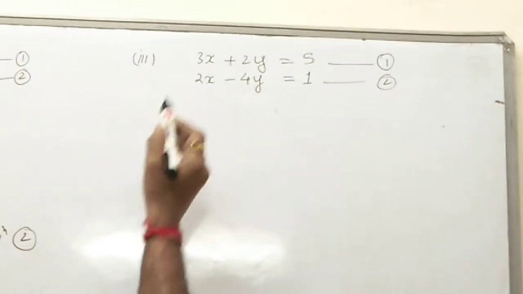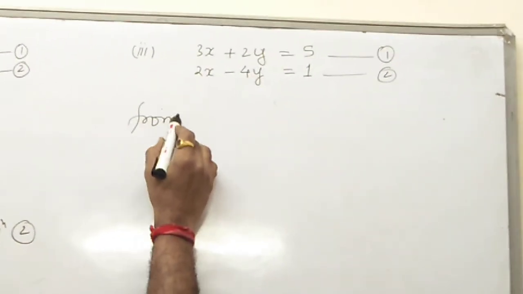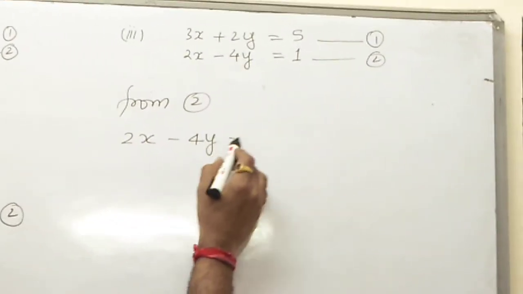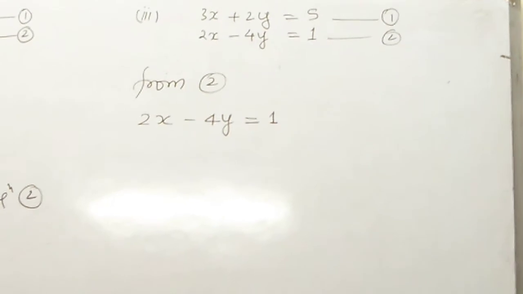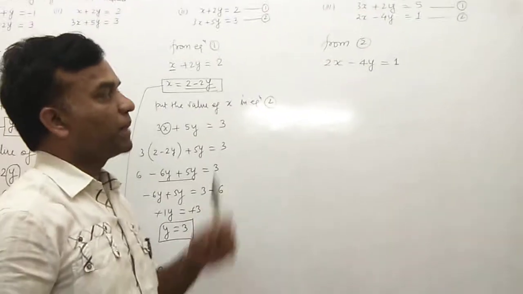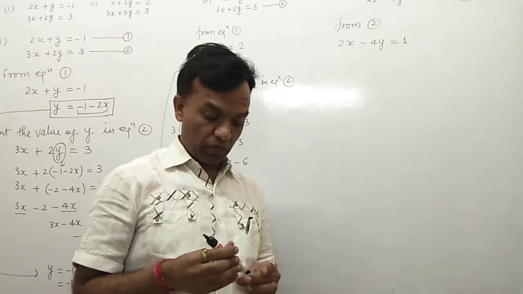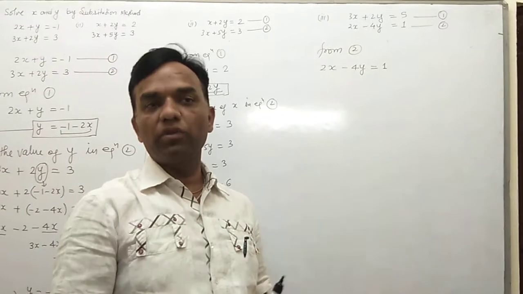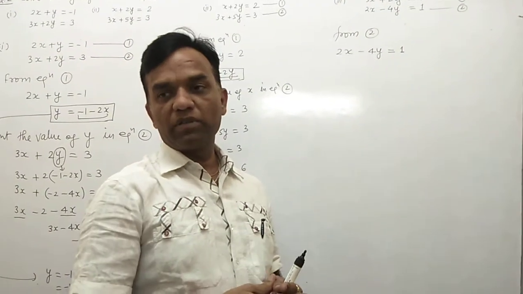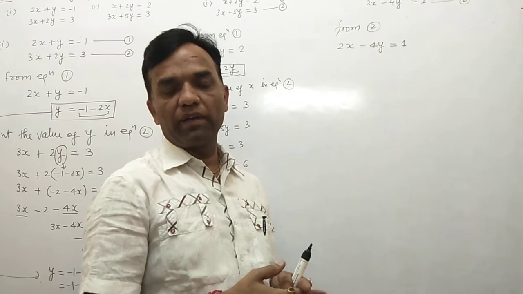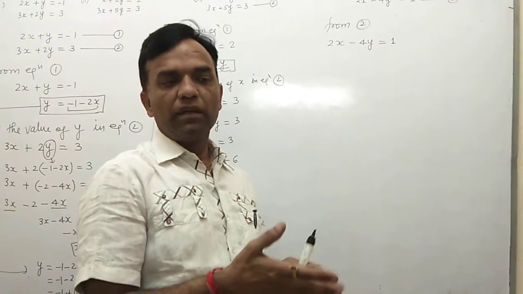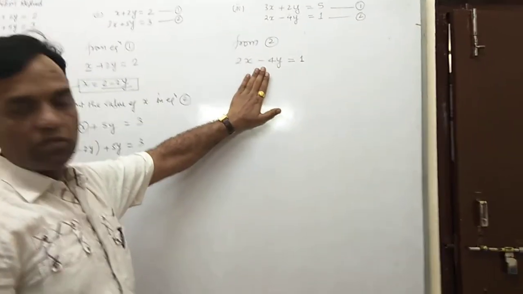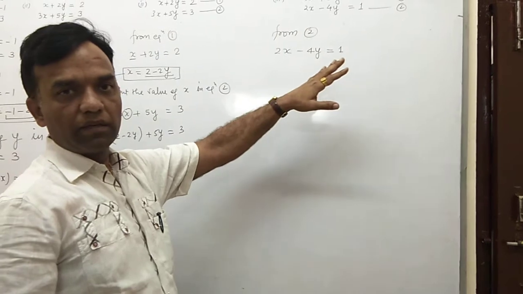So you consider equation 2, because the minus sign is here. From 2, 2x minus 4y equal to 1. Why do we take equation 2? Because a minus sign is given here. If you move the minus sign to the right hand side, it converts into plus. If the variable of x has an answer in the form of minus, then the calculation may become lengthy for the students. So always shift the negative value to the right hand side, not the positive value.